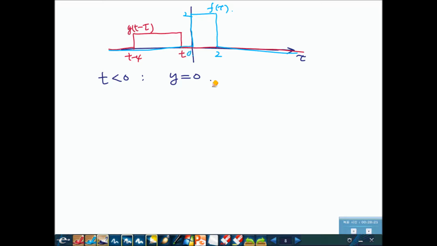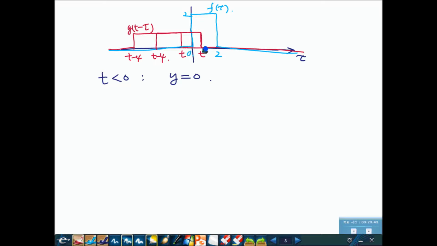And next what? It moves. Okay? So this one moves to here. That's t now. That's t minus 4 now. Okay?